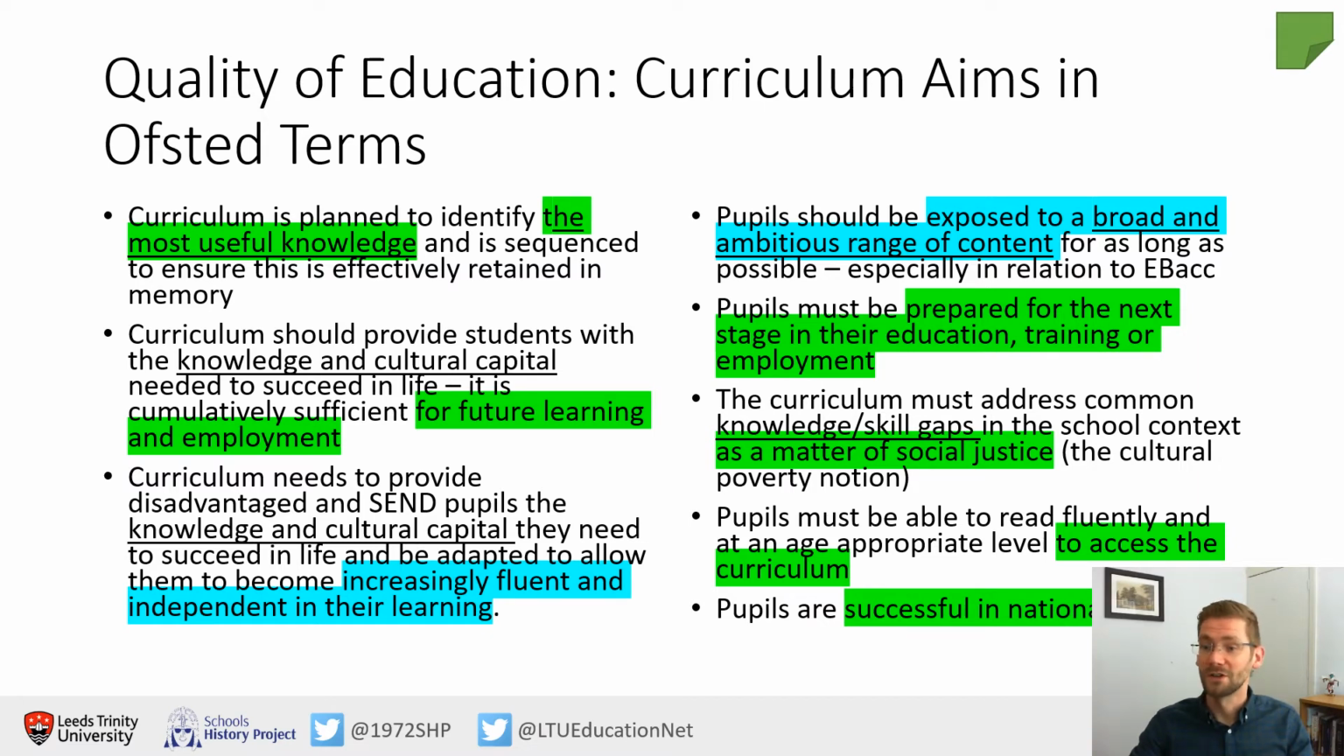Useful for what is the question, but we get some hints as we go later on. For future learning and employment, that's an extrinsic goal. For preparing for the next stage in education, extrinsic. For training or employment, extrinsic. As a matter of social justice, arguably intrinsic, but actually it is an extrinsic aim, that if we want to improve social justice in the country, we do these things. To access the curriculum, successful in national tests, which I'm just covering up with my video at the bottom here, extrinsic aim. The only stuff really here that is intrinsic is where we talk about maybe being increasingly fluent and independent in their learning, although possibly that's extrinsic as well.